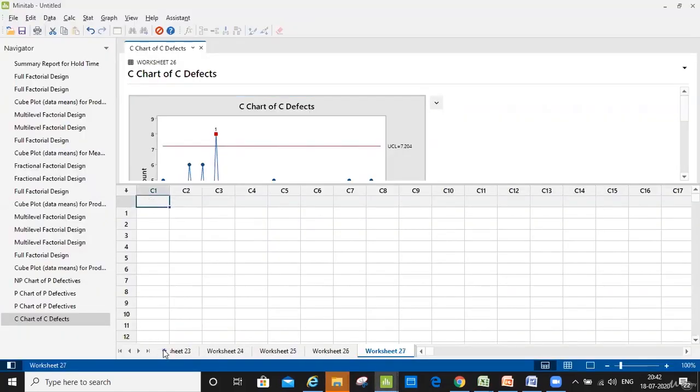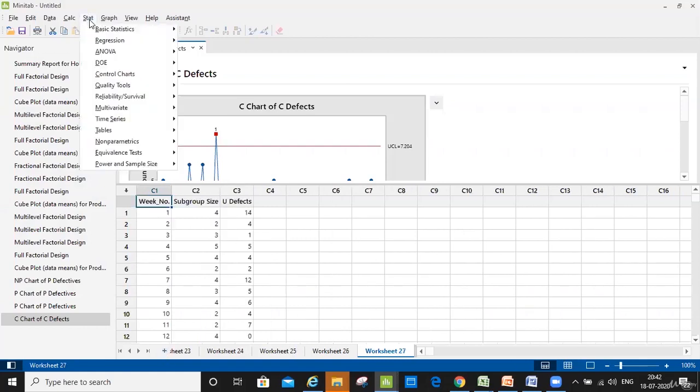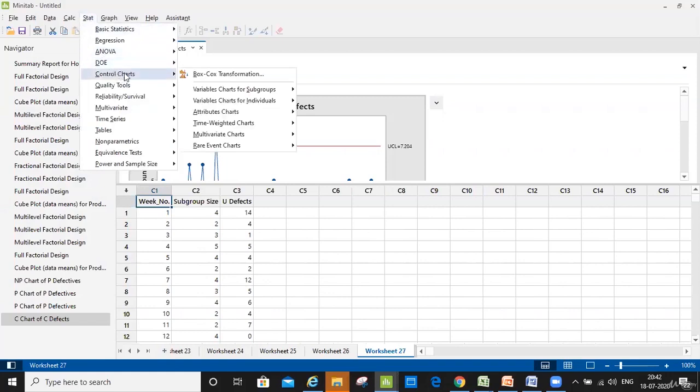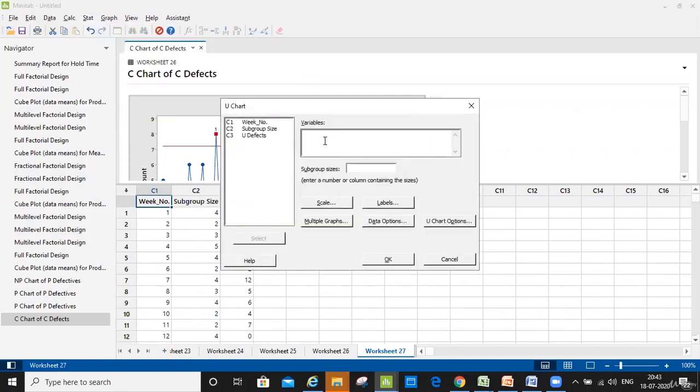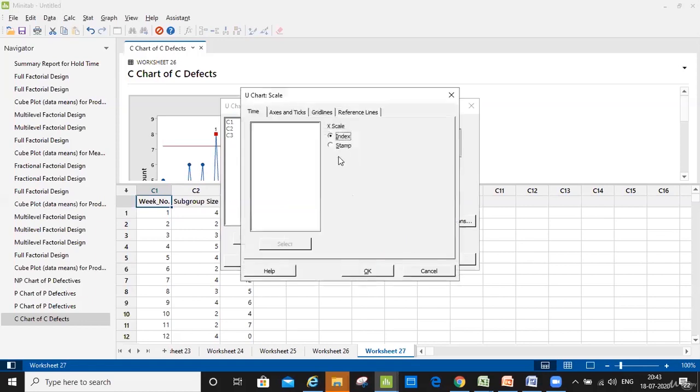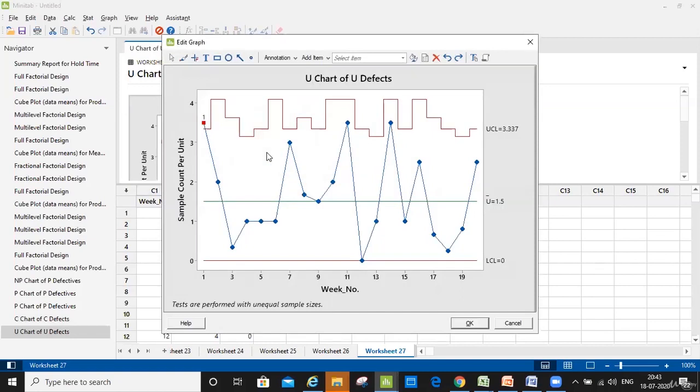So I click on stats. I go to control chart, click on attribute charts, and click on U chart here. Don't click on Laney U, and don't click on U chart diagnostic. Just click on U. In the variable, put the defects that we have. In the subgroup size, I select the week number. And this is my U chart.